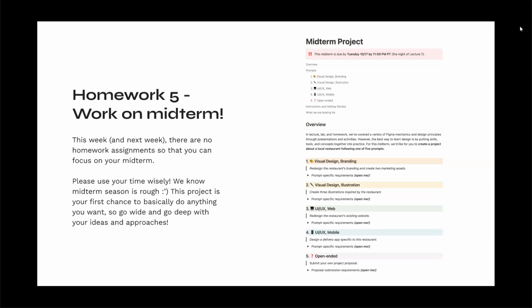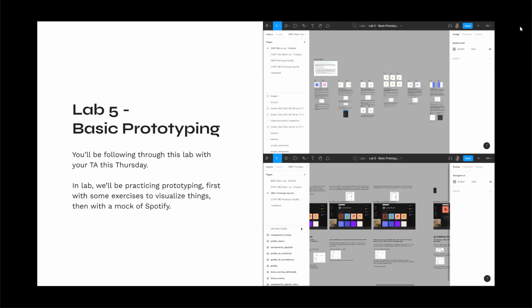Oh, and also a reminder, if you want to create your own project prompt, please submit it by Friday at 11:59 p.m. so we can give you feedback in time. All right, so lab 5 is going to be basic prototyping, and you're going to do this lab with your TA this Thursday. You'll be practicing prototyping, first with some exercises to visualize things, and then with a mock-up of Spotify.